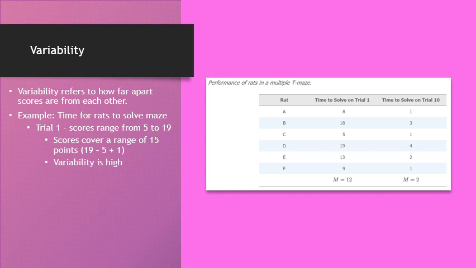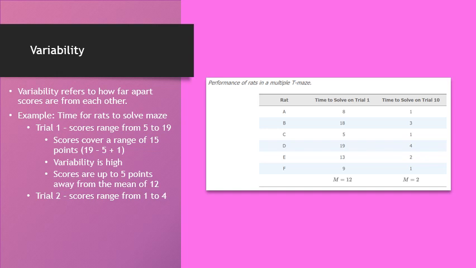Variability is very high in trial 1, covering a range of 15 different points. Scores are up to 5 points away from that mean. Once you found the mean of 12, you can have scores that went all the way down to 5, all the way up to 15. They can be like 5 points away. That's pretty variable. Let's look at trial 10.